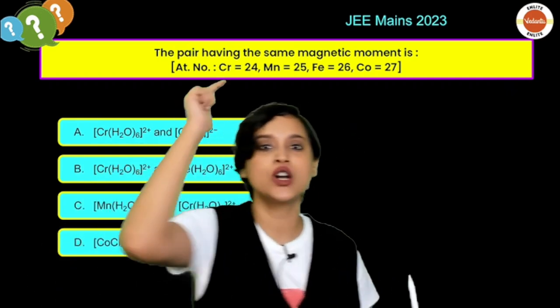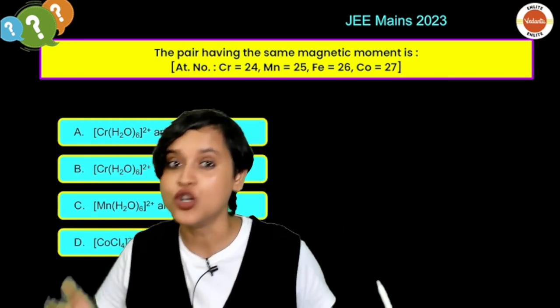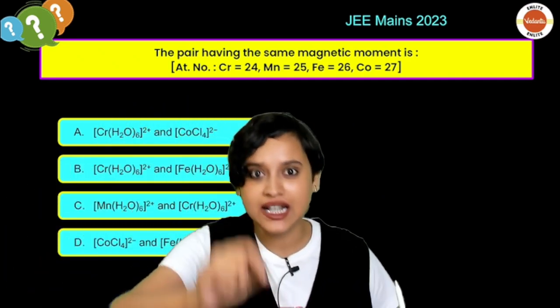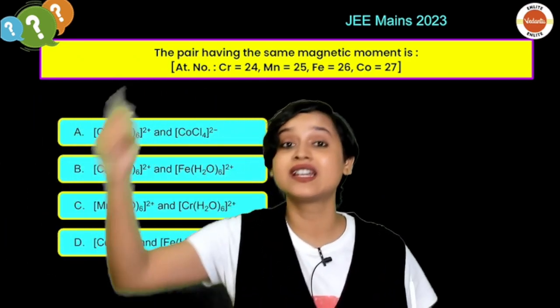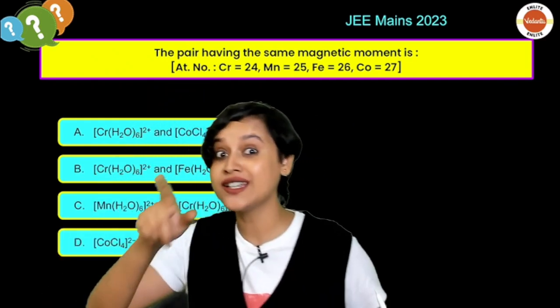Scandium, 21. What is the electronic configuration? 3d1, 4s2. Titanium, 22. What is the electronic configuration? 3d2, 4s2. Vanadium, 23. What is the electronic configuration? 3d3, 4s2. Chromium, what is the atomic number? 24. What is the electronic configuration?